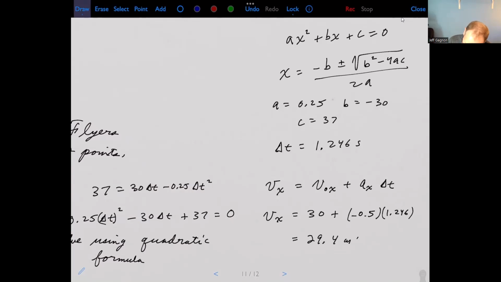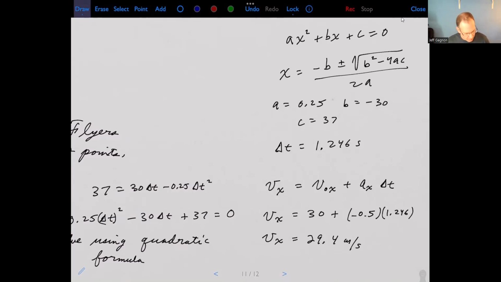And if you work that out, you're going to get 29.4 meters per second. And notice, actually, this makes sense too, right? Remember, it left the Flyers stick at 30 meters per second. And it's being slowed down a little bit by the friction between the puck and the ice. So it should be traveling slightly slower when it crosses the goal line. And we're finding it just slightly slower, around 29.4 meters per second.